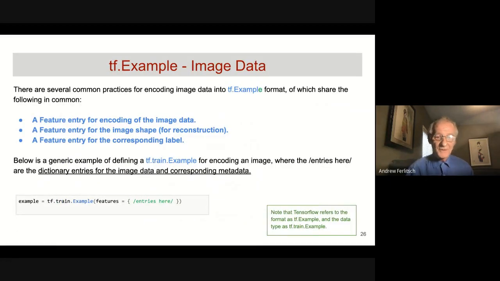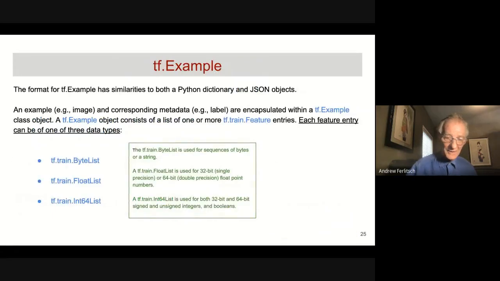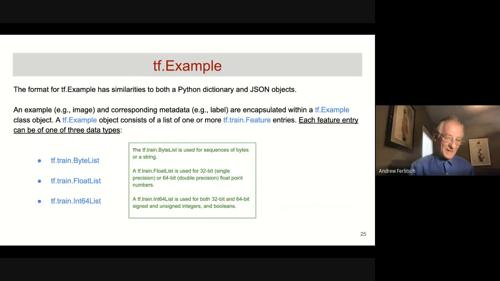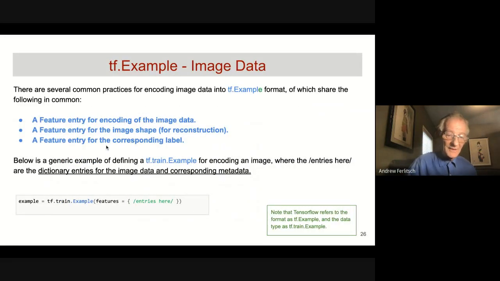Okay, so there are several common practices for encoding image data into a TF example format, which share this in common. Generally, you'll have a feature entry for encoding of the image data. You're going to have a feature entry for the image shape so you can do reconstruction. And if I go back here, you'll shortly see that you store your image data as a byte list. So that's going to be a flattened, think of it as a 1D long list of all the bytes, but you don't know the shape information. So you need to record the shape information to reconstruct it, and then a feature entry for the corresponding labels.